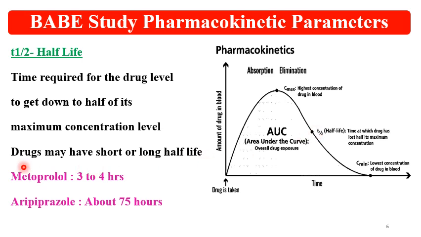So the drug may have a short half-life or a long half-life. Metoprolol is having a half-life of 3 to 4 hours and aripiprazole is having a half-life of around 75 hours. So metoprolol is called as having a short half-life and aripiprazole is having a long half-life.